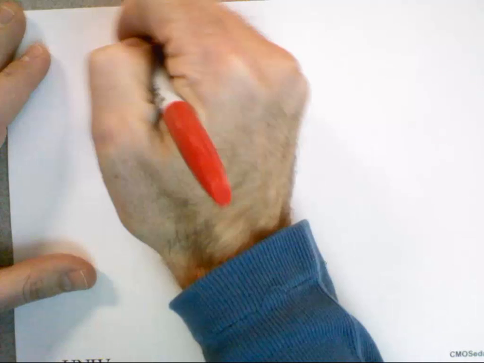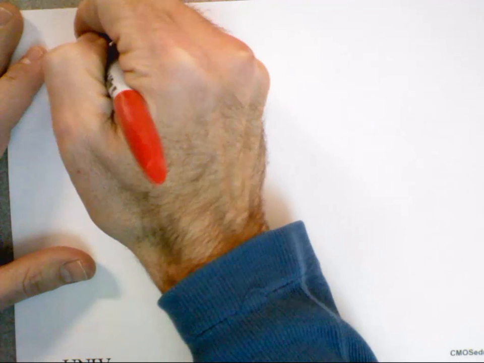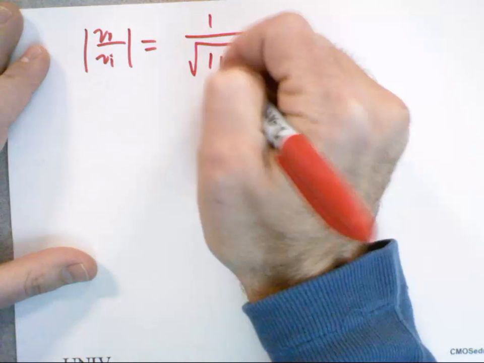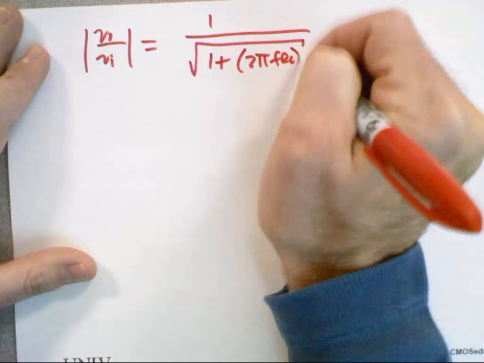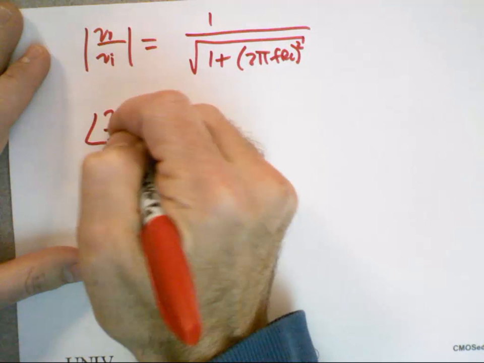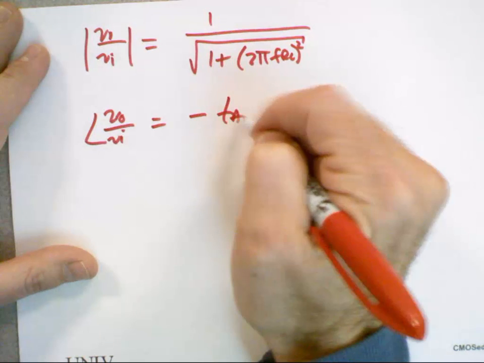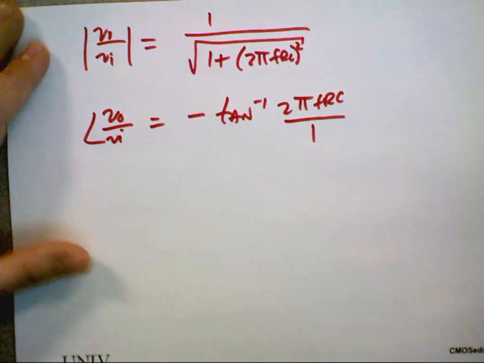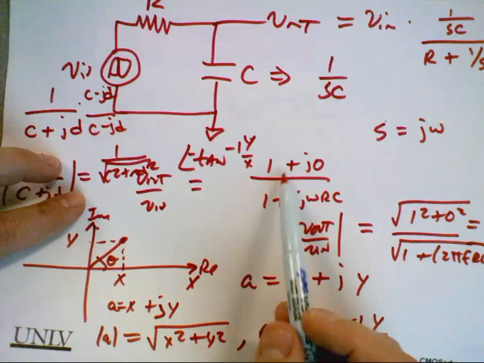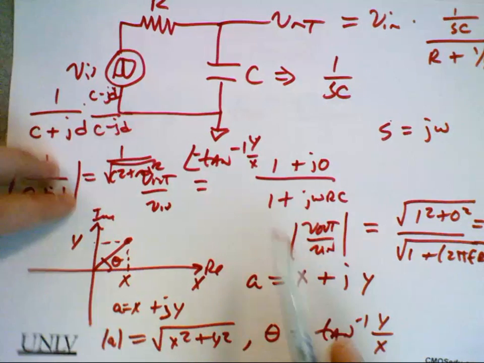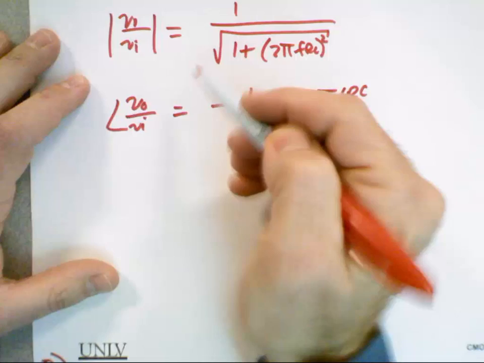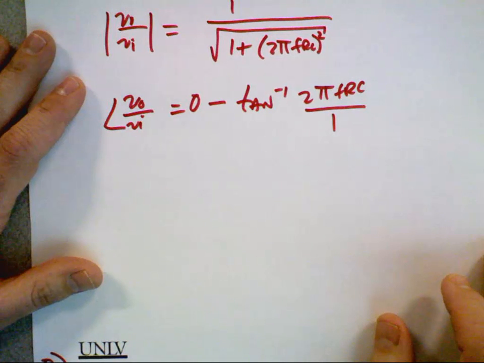Okay, so we have this now. Let's just look at this. V out over V in is equal to 1 over the square root of 1 plus (2 pi FRC) squared. And the angle of V out over V in is minus tan inverse of 2 pi FRC over 1. What is the angle of the numerator here? 0. So it's tan inverse of 0 over 1. So I could be complete instead of lazy and put 0 here, but I was being lazy. That's from the numerator.